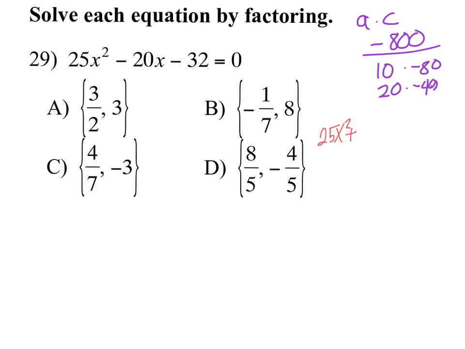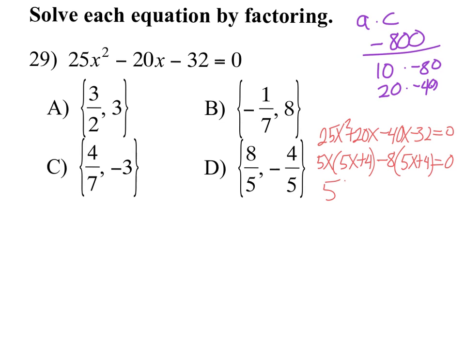Okay, so in doing this out, we're going to go with 25x squared plus 20x minus 40x minus 32 is equal to 0. The first two have a 5x in common, and I'd be left with 5x plus 4. The next two I can divide by negative 8, and I'd be left with 5x plus 4. We've got a winner. I love when that happens. That gives us 5x minus 8 multiplied by 5x plus 4 is equal to 0.